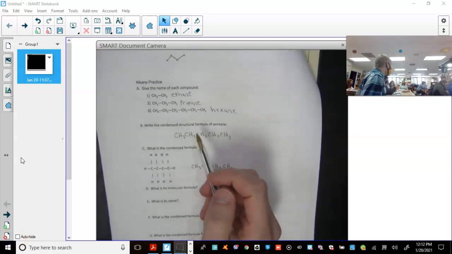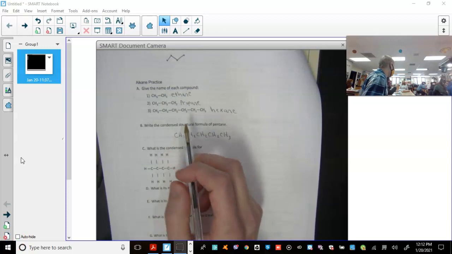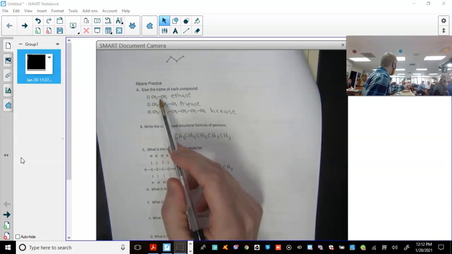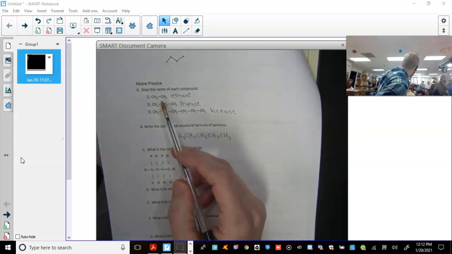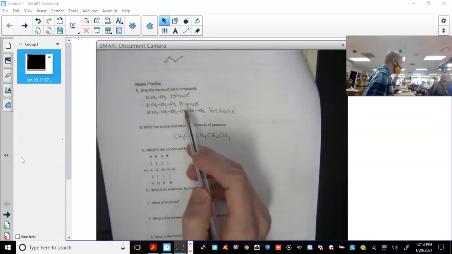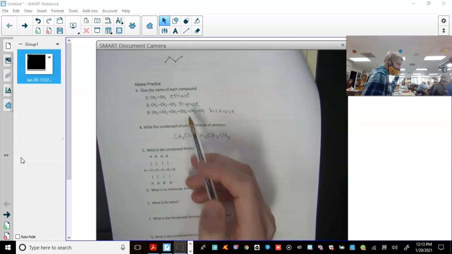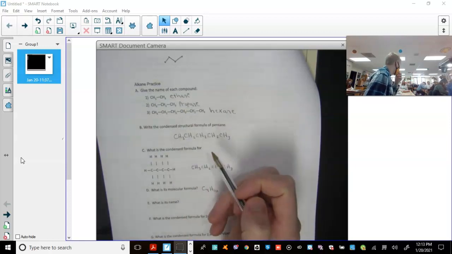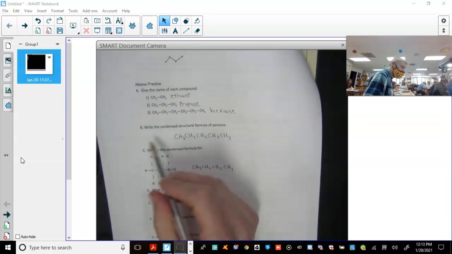All right. So, guys, letter A is mainly a memorization. If you got 1 carbon, it's methane. 2 carbons, it's ethane. 3 carbons, it's propane. 4, it's butane. 5, pentane, and 6, hexane, and so on.